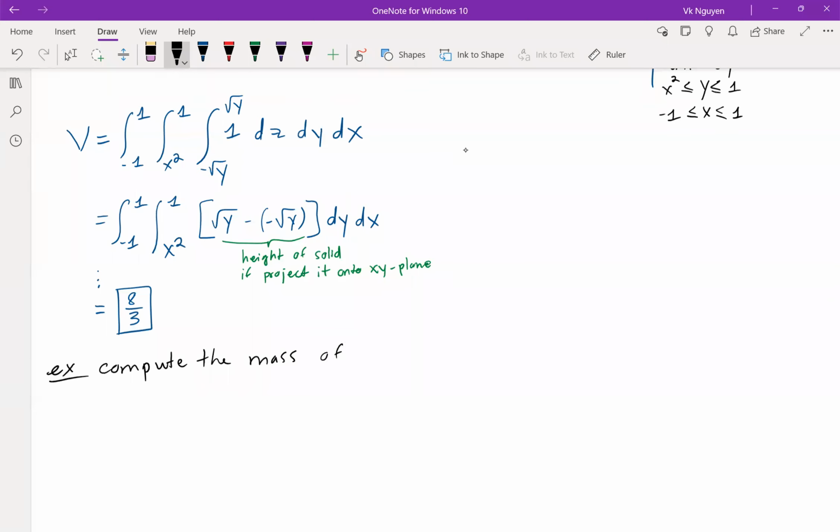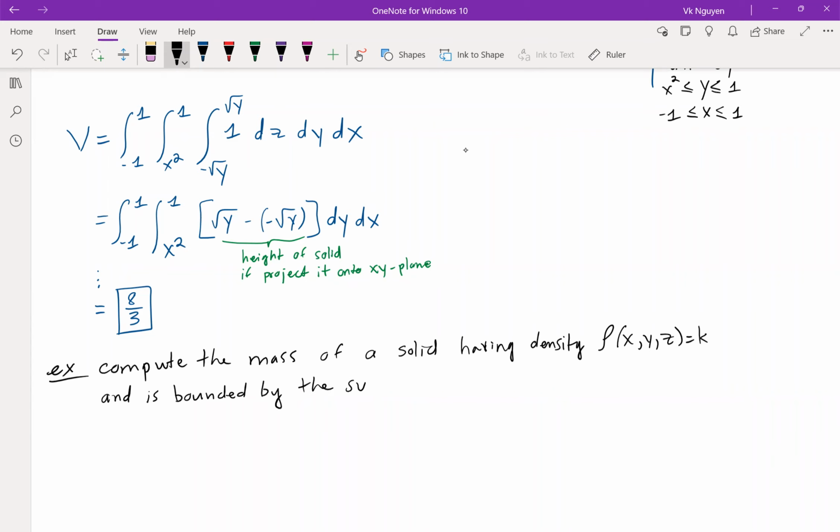Compute the mass of a solid having density rho x y z equal k, and it's bounded by the surfaces x equal y square, x equals z, z equal to 0, x equal 1. Okay.